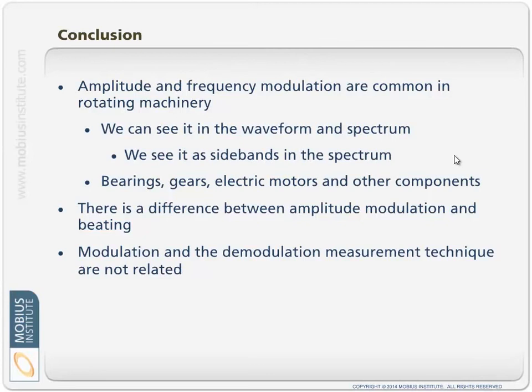With rolling element bearings, gears, electric motors and other components, we can see amplitude modulation occur because there's a rise and fall in the amplitude of a certain source of vibration. There is a difference between the amplitude modulation that I've just talked about and beating, and there's a difference between that same modulation that we experience and the demodulation measurement technique. So I hope I have clarified the point, not created any more confusion.